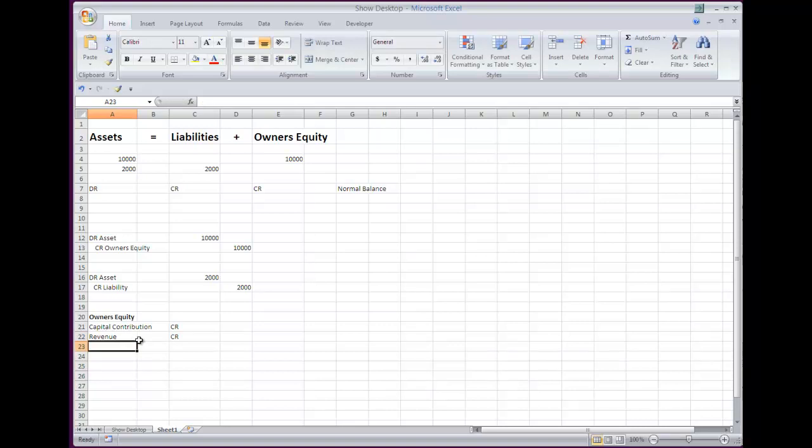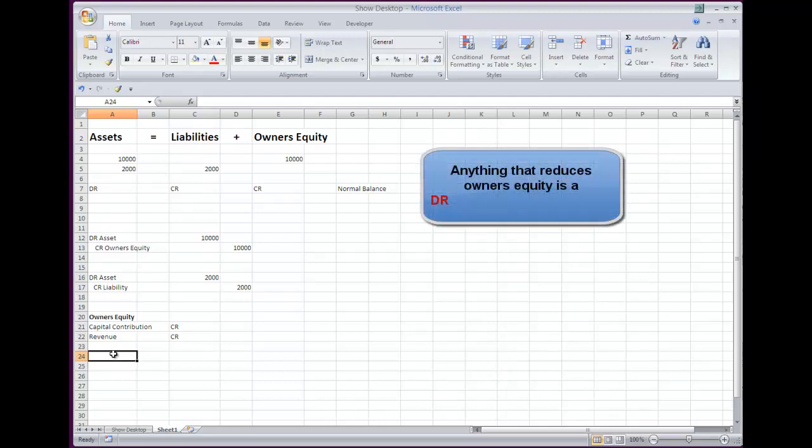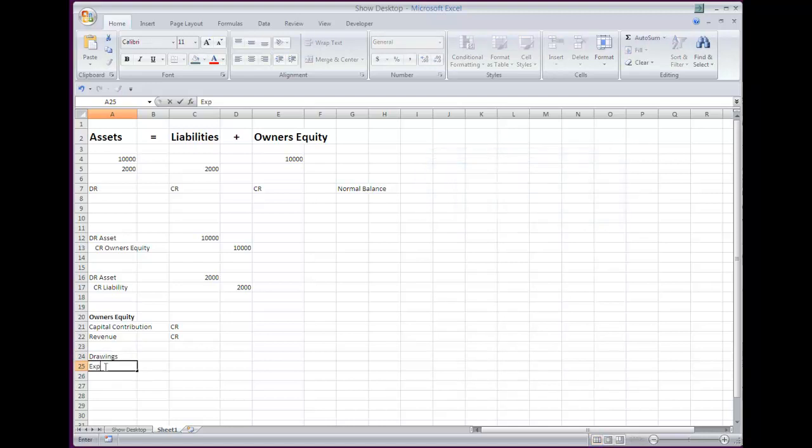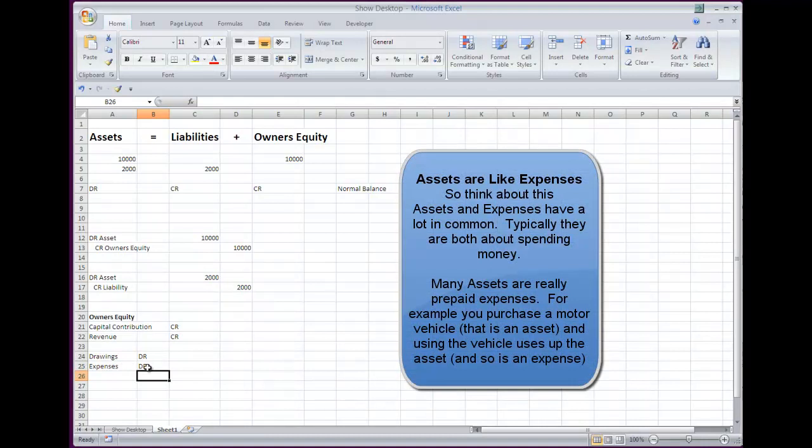And owner's equity could fall if the owner draws money out, so capital withdrawals, what is often referred to as drawings, or there's money spent, expenses. Now, each of these items are debits. Why? Because drawings reduces the owner's equity in the business. If there's an expense, that also reduces the owner's equity in the business.